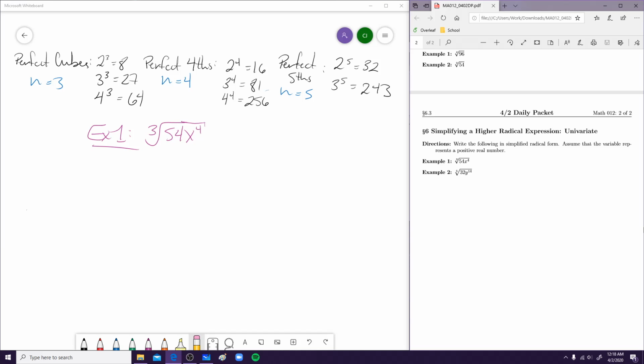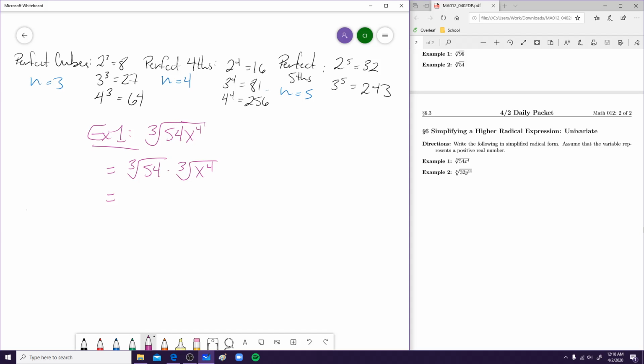Example 1, we want to simplify the cube root of 54x to the fourth. The first thing is we want to separate the coefficient and the variable. So how do I do that? I'm going to use the multiplication property. So this is equal to the cube root of 54 times the cube root of x to the fourth. Again, I'm going to focus on this one first, and then we'll go on to the second part.